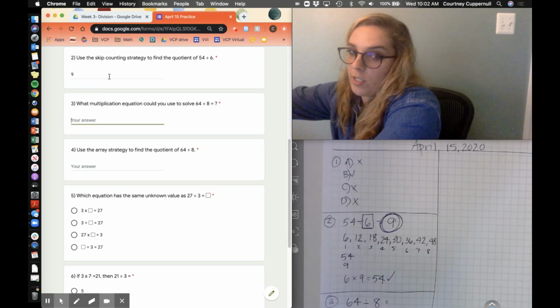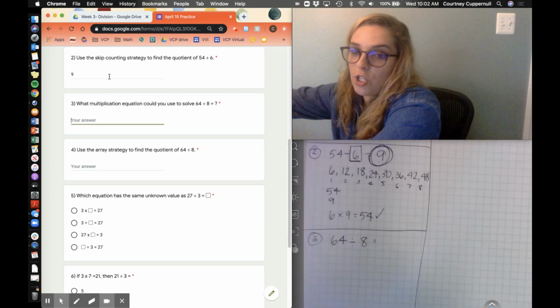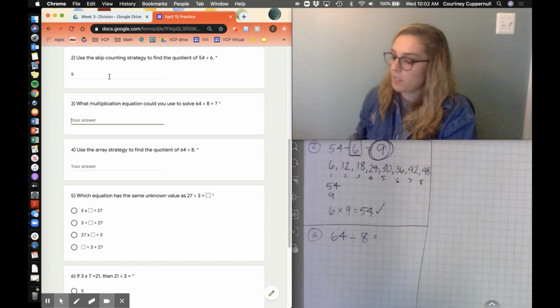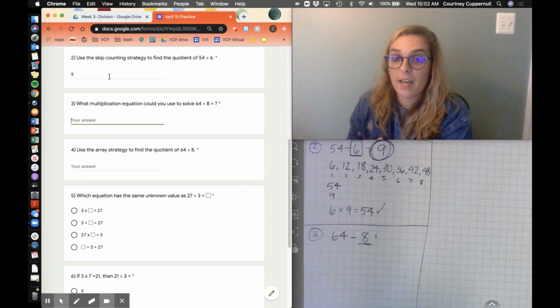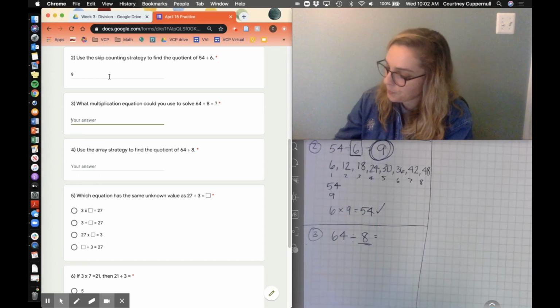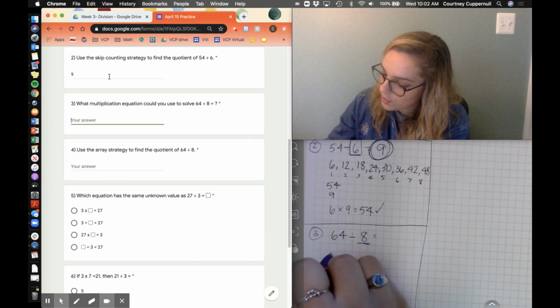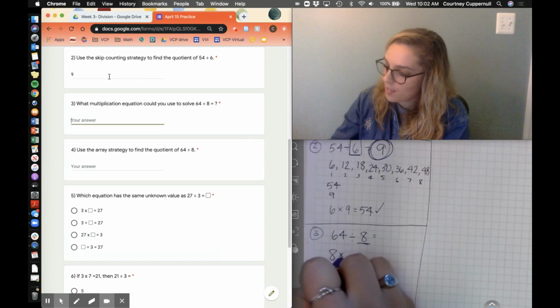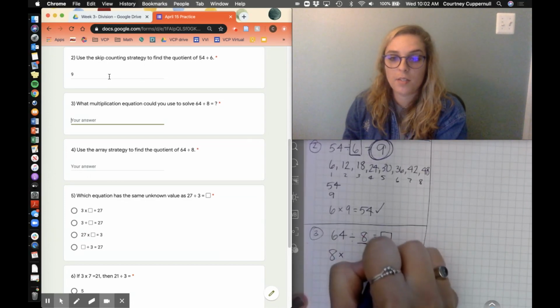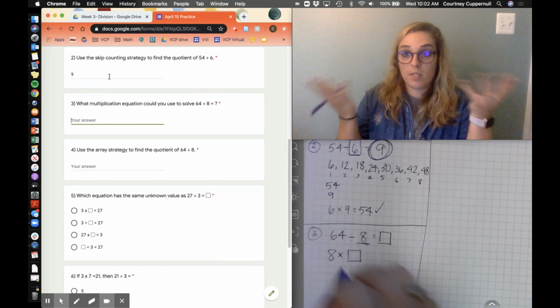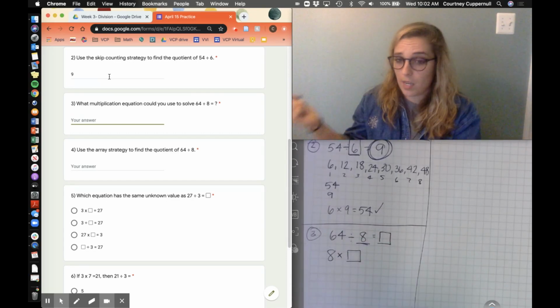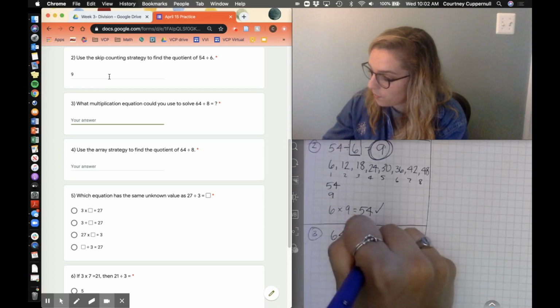The question wants me to use the multiplication strategy to go ahead and solve this. So that means I know I'm going to take the groups of number, and in my multiplication equation, I know that always goes first. So it's going to be 8 times. And the thing is, I don't know what goes in this box here. So I'm just going to put that box right here. 8 times something, 8 groups of something, equals 64.